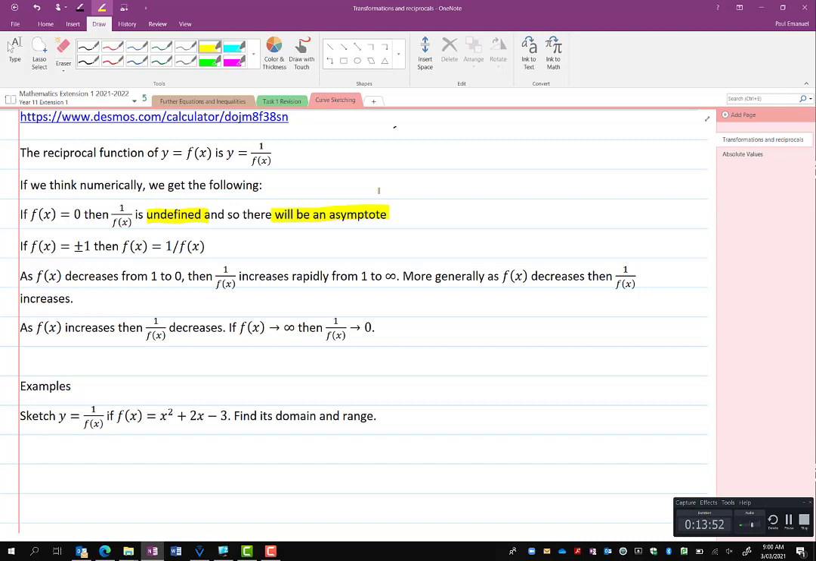If f(x) is +1 or -1, it turns out that 1 on f(x) is just the same as f(x). 1 divided by 1 is 1, and 1 divided by -1 is -1. So if f(x) is plus or minus 1, then f(x) is the same as 1 on f(x). Don't worry, there's a lot of notation happening. All I'm really saying is that 1 equals 1 divided by 1, and -1 equals -1 divided by -1.